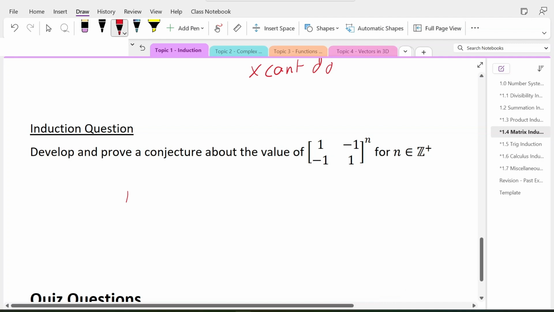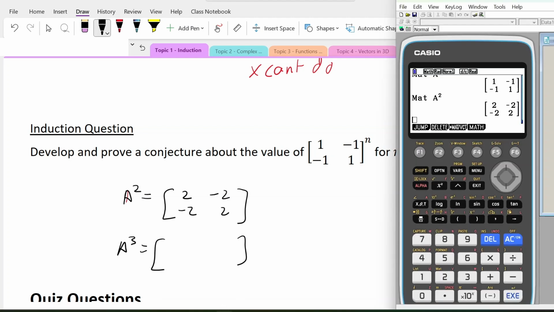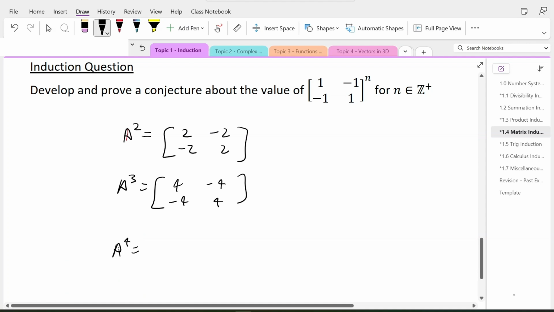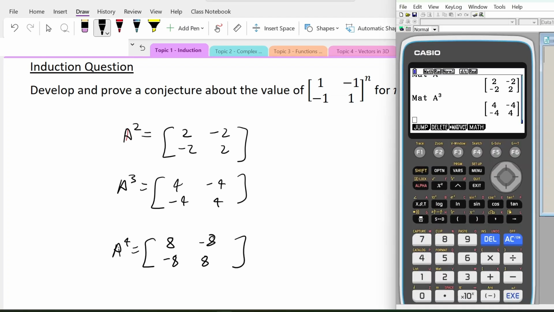So we'll immediately see A squared is going to be 2 with minus 2, and 2, just like that. A cubed, you might be spotting a pattern already potentially. Shift matrix A cubed, 4 with minus 4 with 4. Now you can do this for as long as you want. I might do one more just to make sure that we can spot the pattern. So A to the power of 4. My guess is that it's going to be this, but we will check on the calculator. So let's do that. Matrix A to the power of 4 is that.